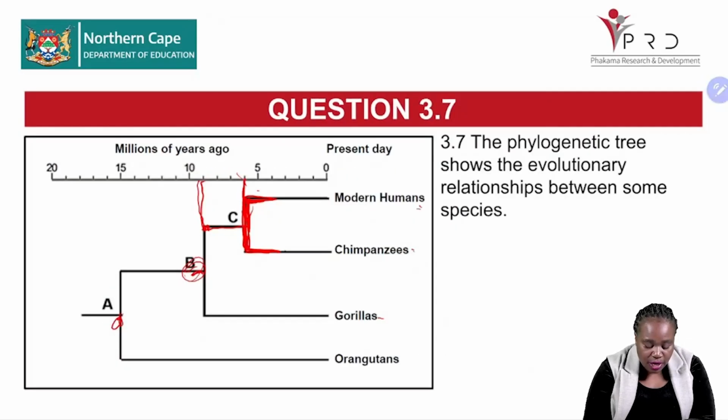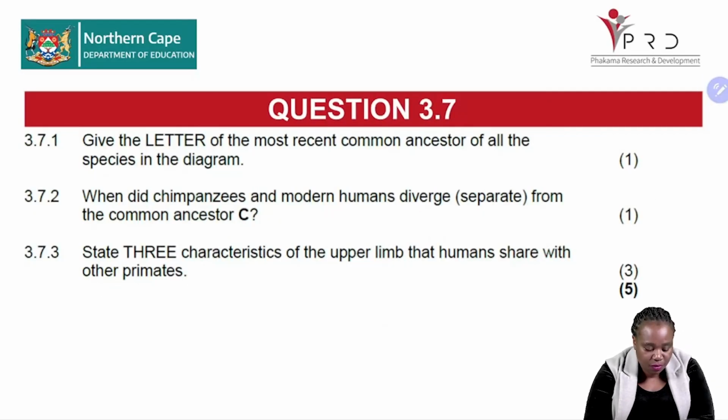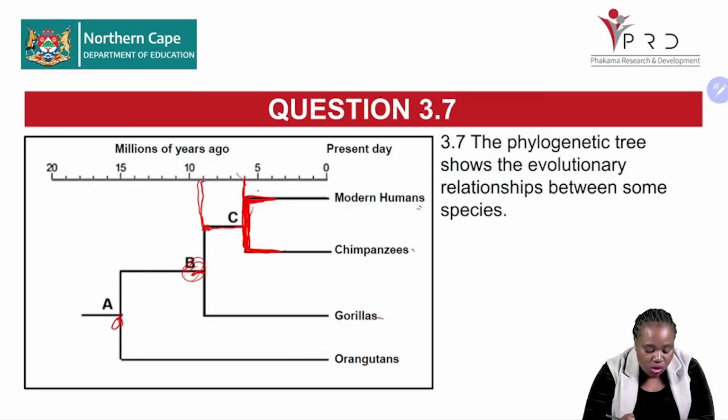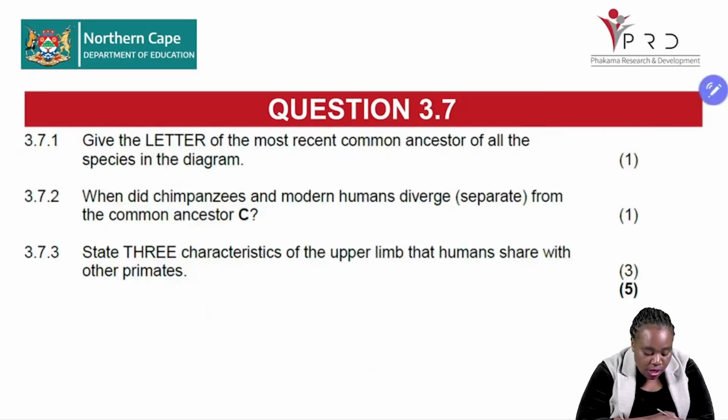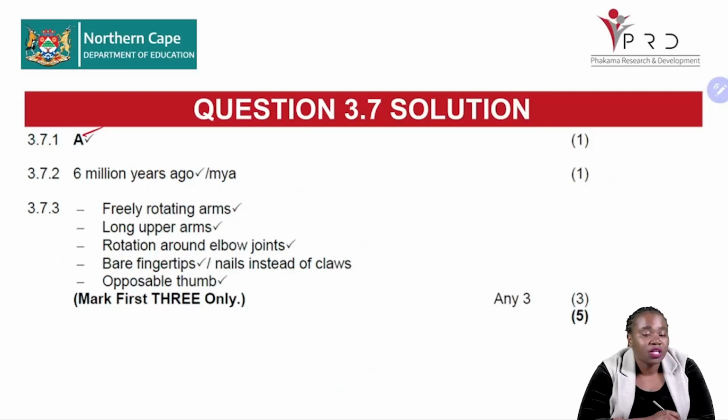Okay, now let's have a look at our first question there, 3.7.1. It says, give the letter of the most recent common ancestor of all the species in the diagram. The most recent ancestor would be A, because as we can see here, B is not the common ancestor of all the organisms, because it is not the common ancestor for the orangutans, so it is not a common ancestor for all the species. However, A would be the correct one there.